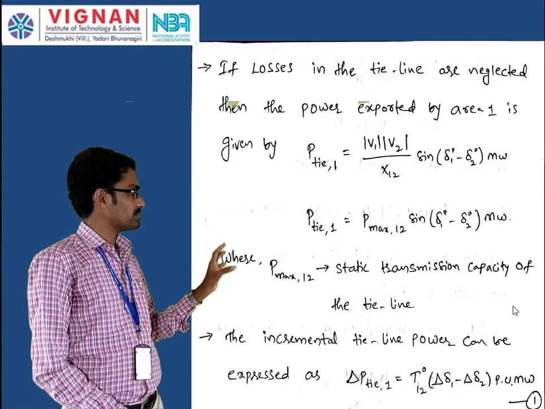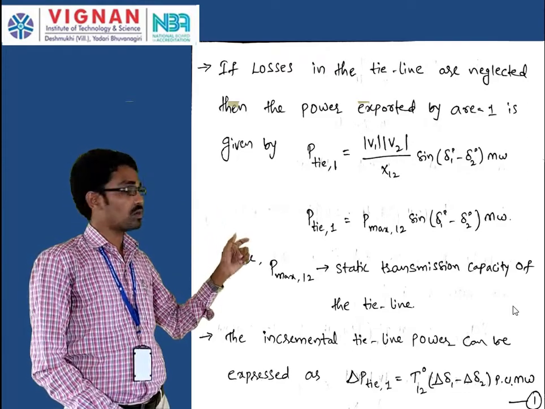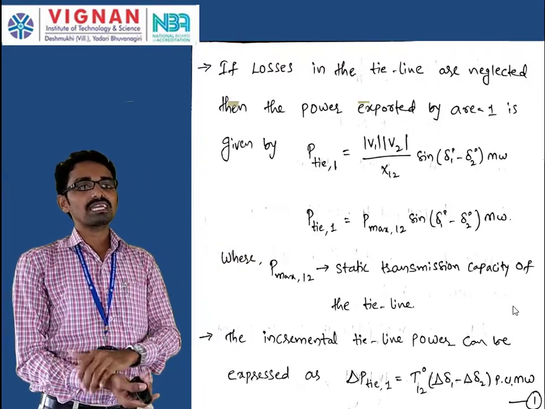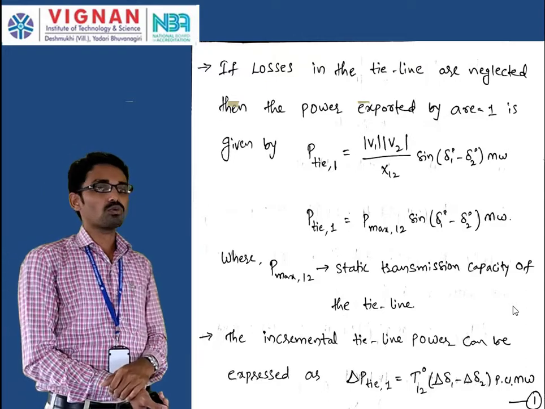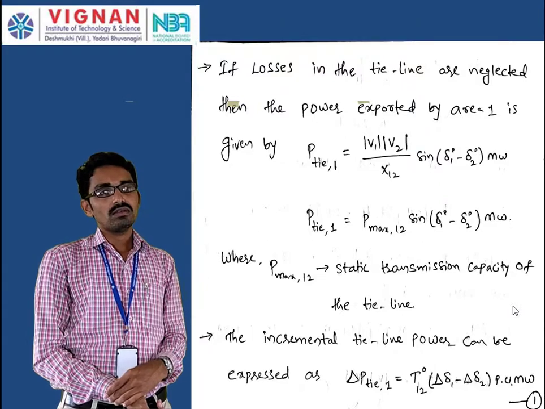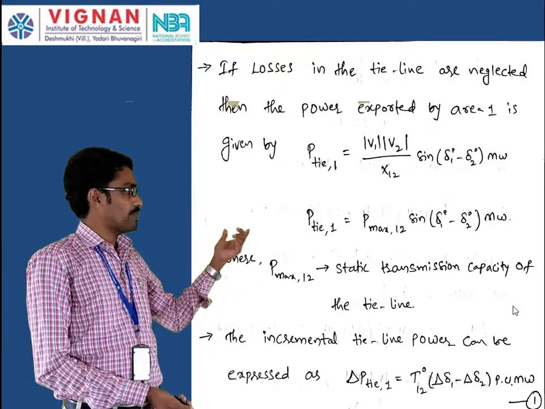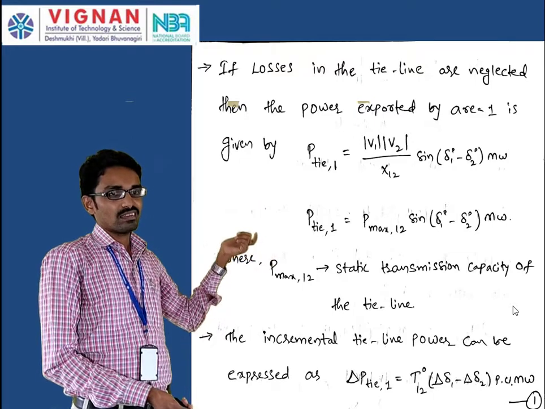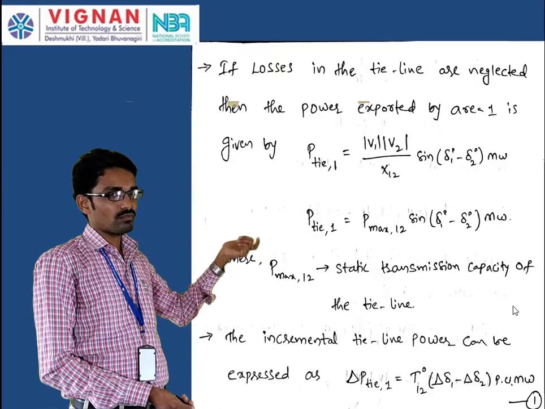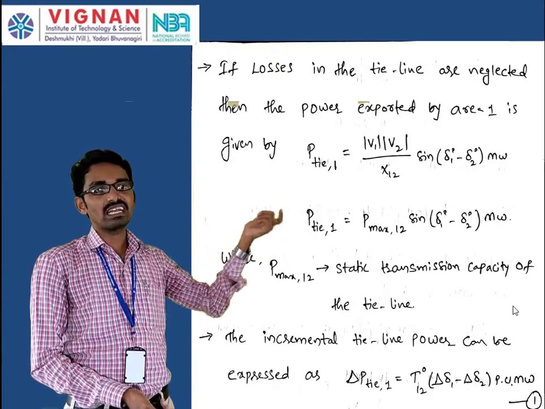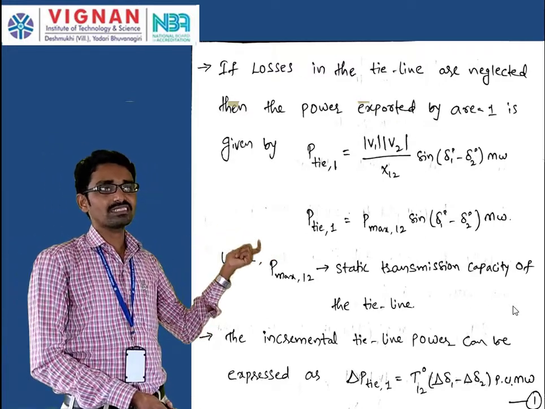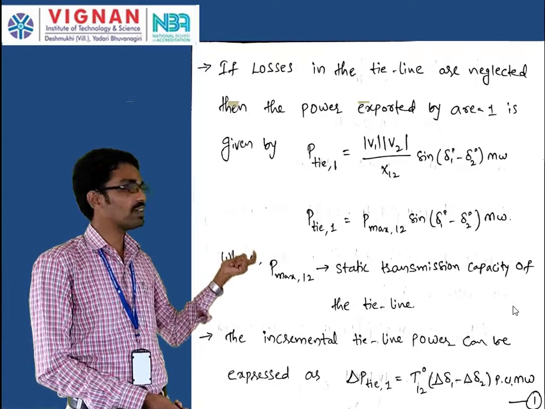If I consider P tie 1 equal to P max 12, that is the maximum power in that equation. You get the maximum power when delta 10 minus delta 20 is equal to 90 degrees. That means magnitude of V1, magnitude of V2 by X12 is considered as P max, that is, P max 12 sine of delta 10 minus delta 20 megawatts. Here P max 12 is the static transmission capacity of the tie line.